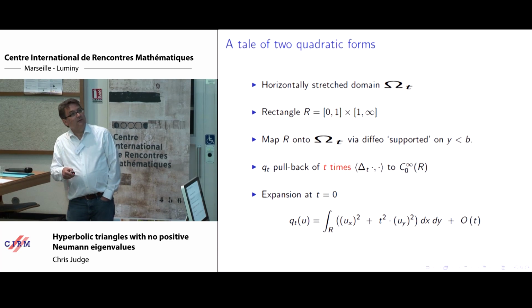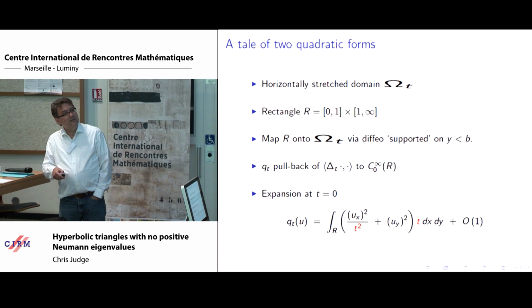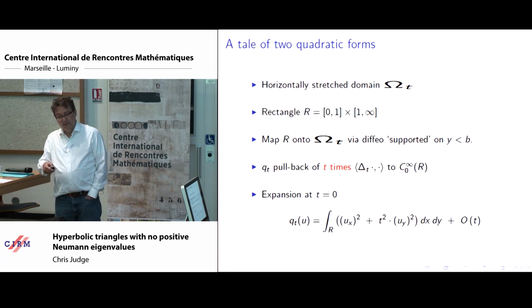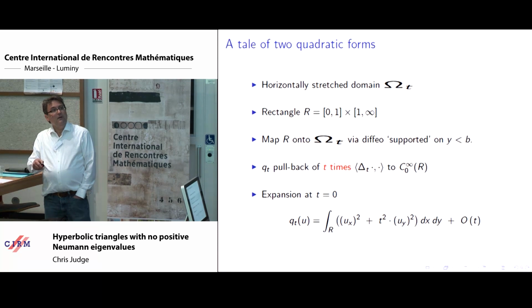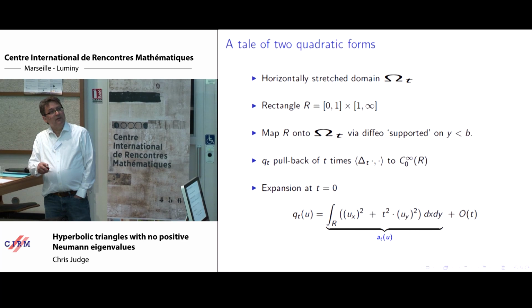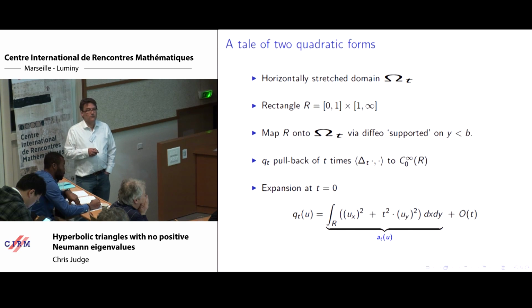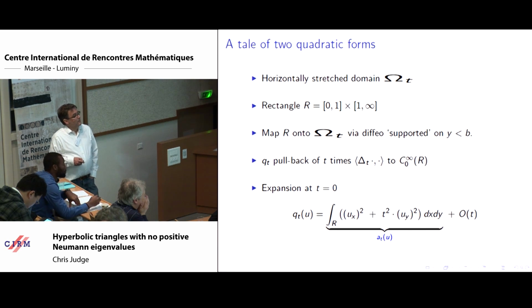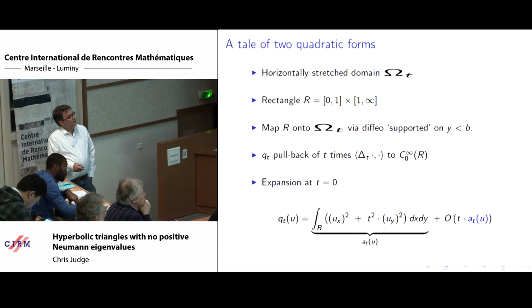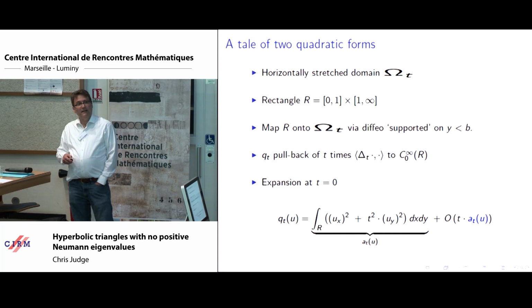Now, these things cancel, I multiply by t. This cancels with that, and I get this, and then I get an O of t error. And then this is sort of my model quadratic form, my model operator, which is essentially the same as the one that comes with doing separation of variables, the McDonald-Bussell functions. I'm going to call this part AT, and then the rest, you can actually show that the remainder in this expansion is bounded in terms of AT.